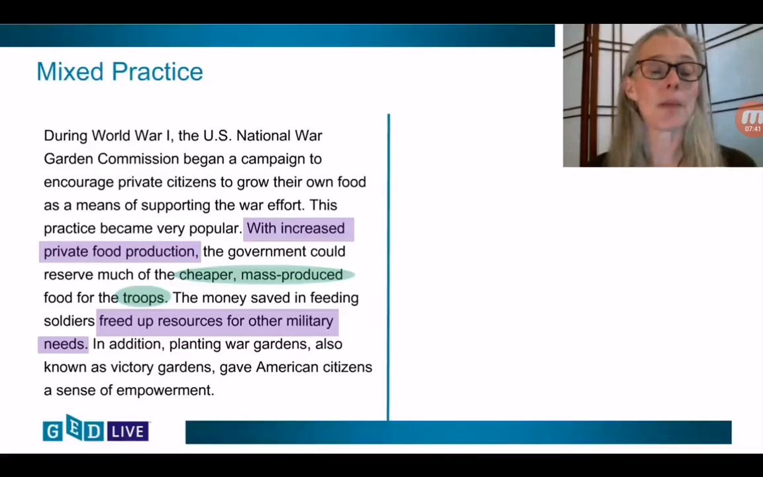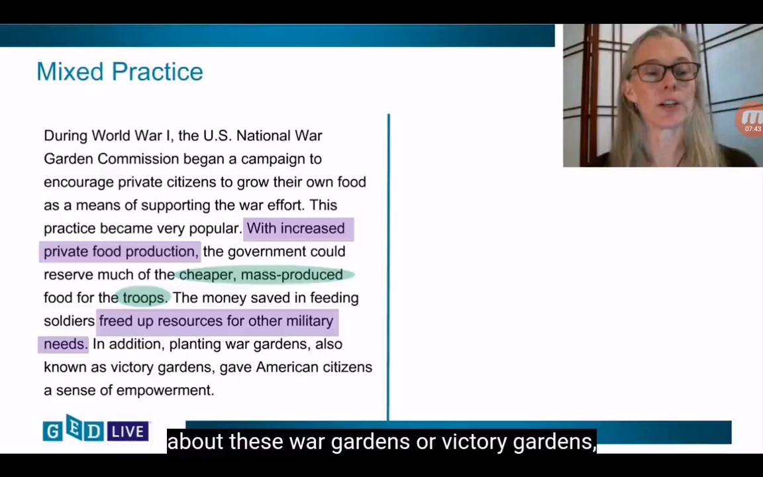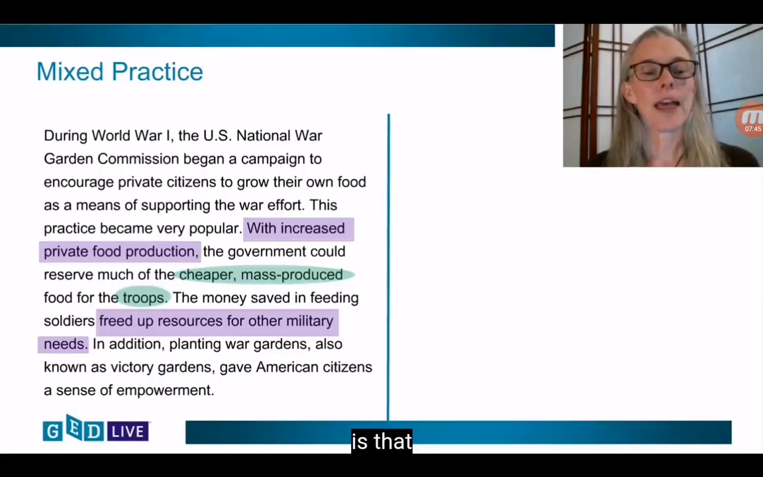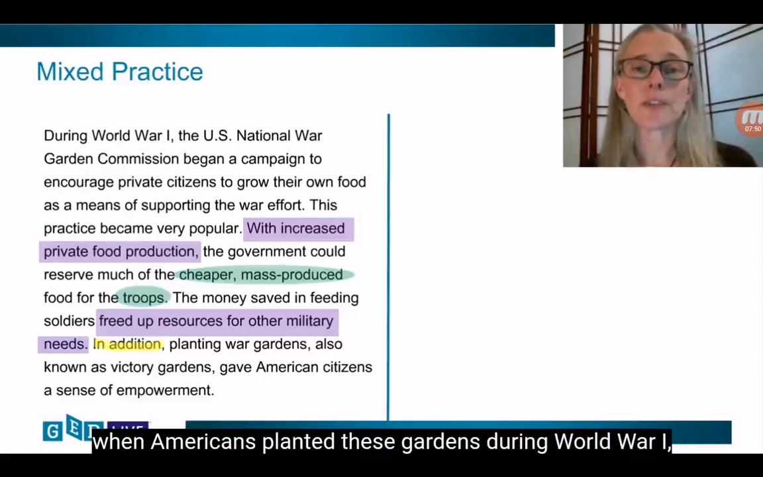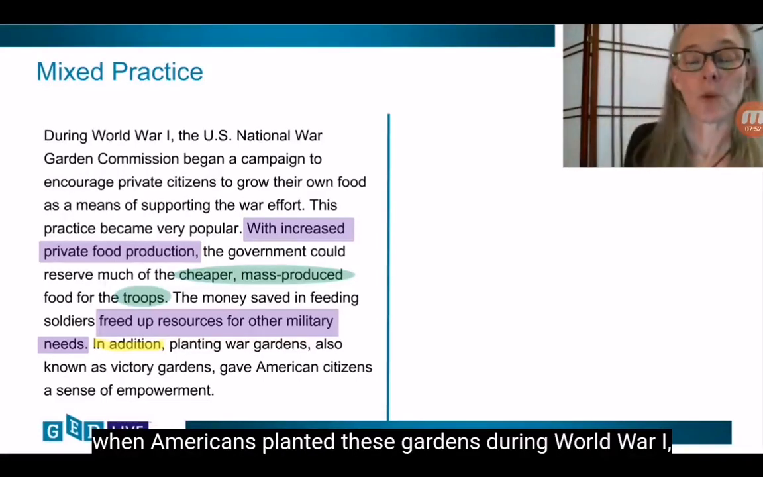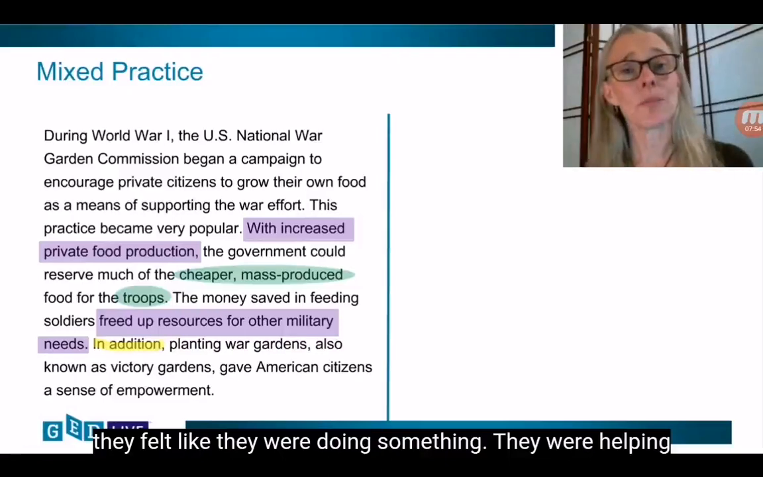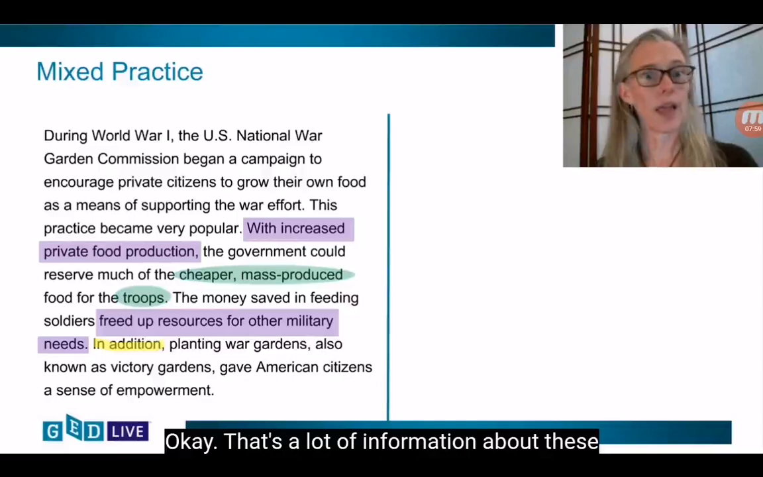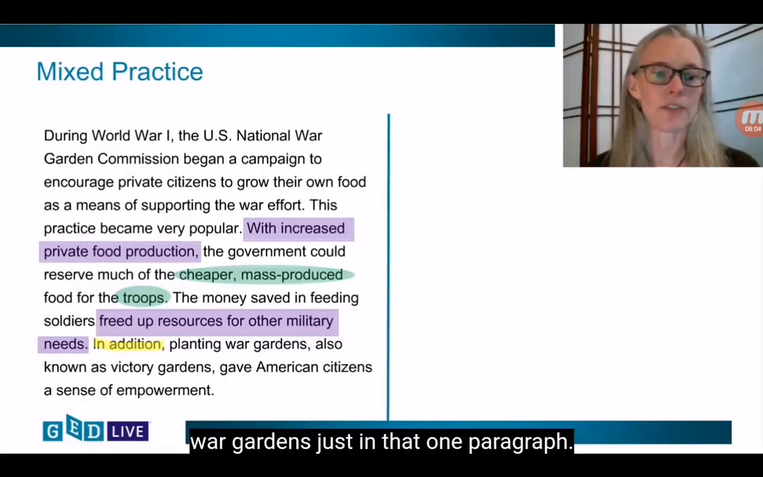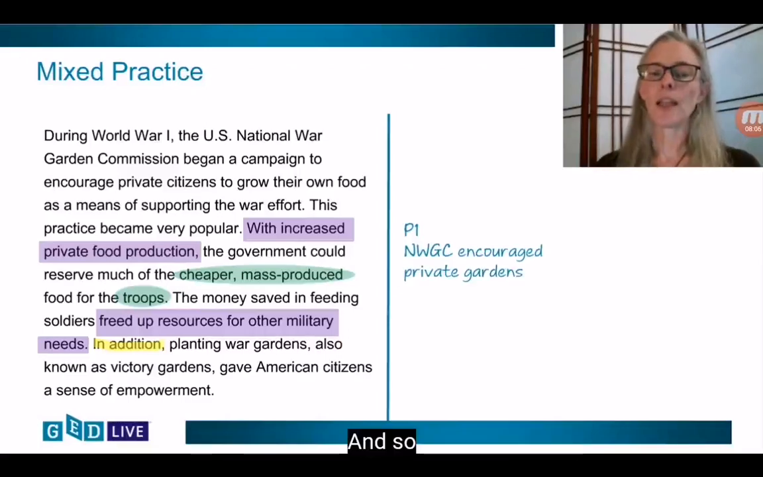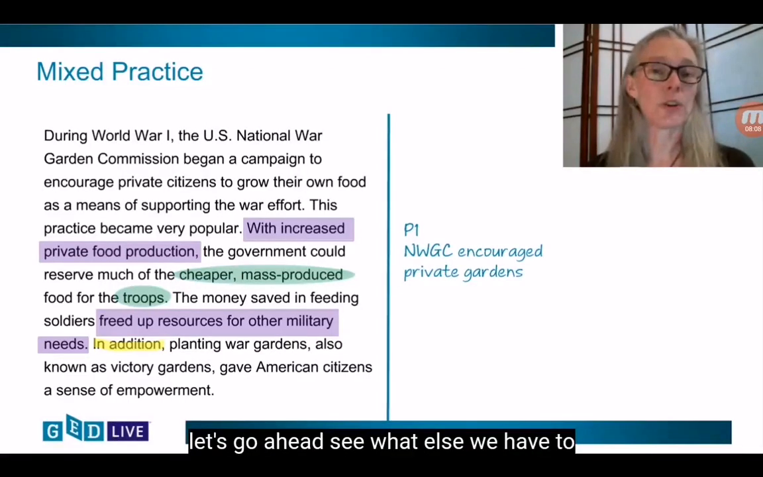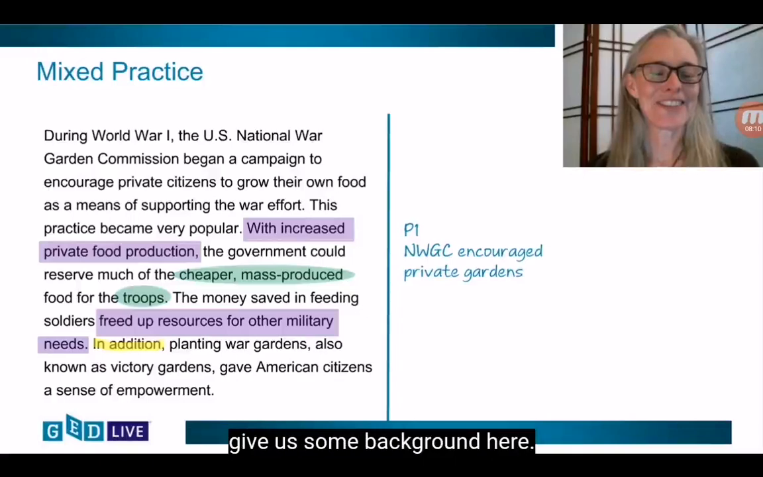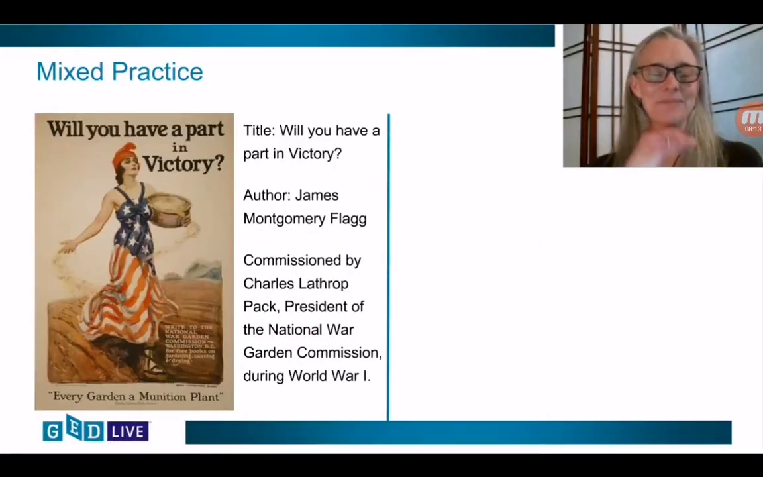Okay, one more thing about these war gardens or victory gardens, right, is that when Americans planted these gardens during World War I, they felt like they were doing something. They were helping the war effort. It gave them a sense of empowerment. Okay, that's a lot of information about these war gardens just in that one paragraph, right? And so let's go ahead and see what else we have to give us some background here.